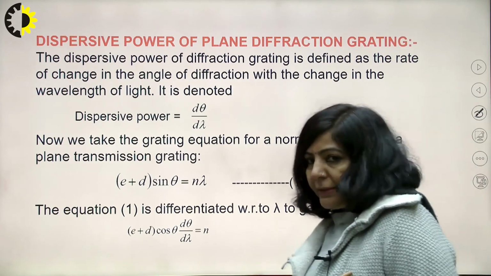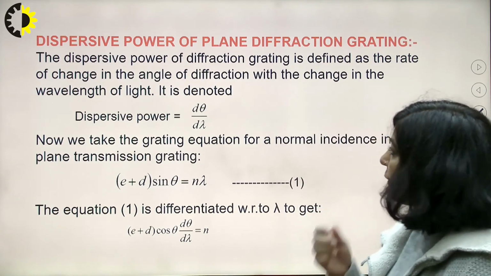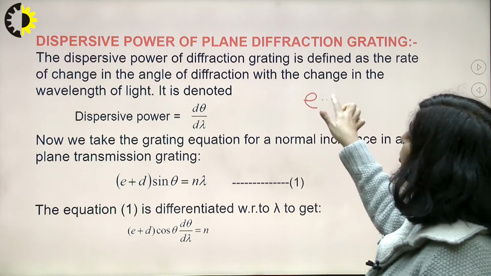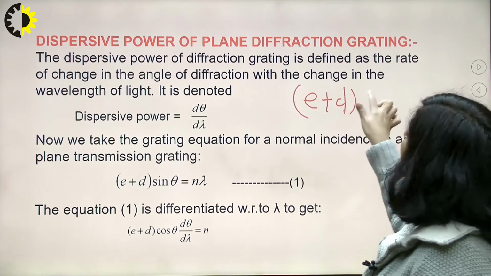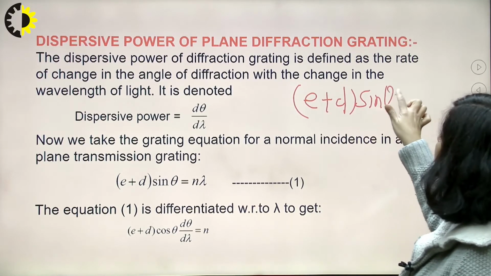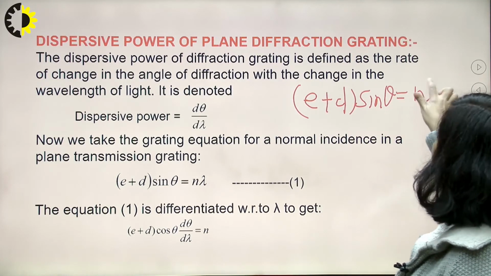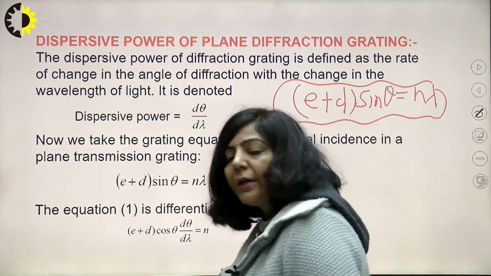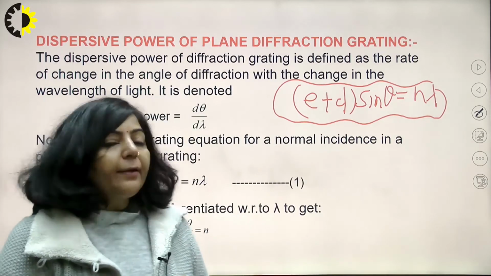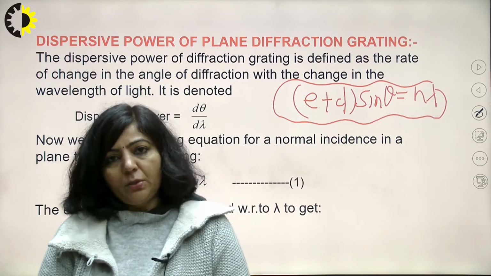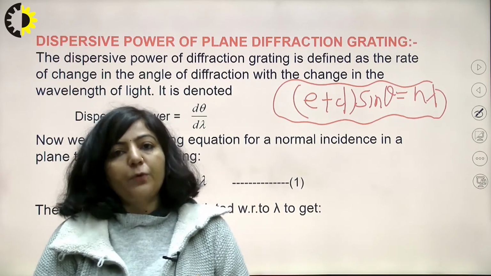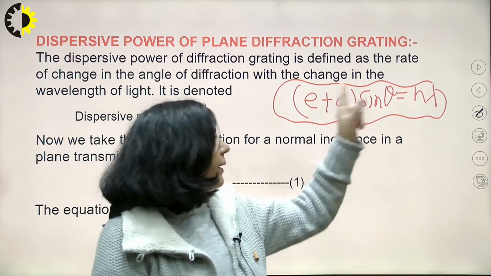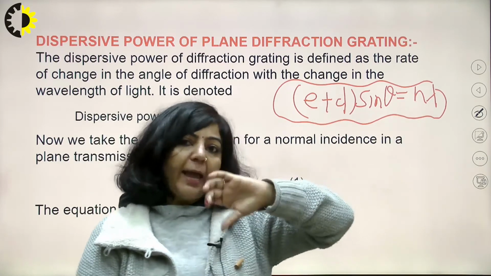In order to understand what this dispersive power of a grating is, first I am writing the grating equation, the famous equation which you are using again and again in a plane transmission grating. The equation is (e plus d) sin theta is equal to n lambda. If you observe this equation carefully, you can see that if the grating is fixed, then e plus d is fixed.